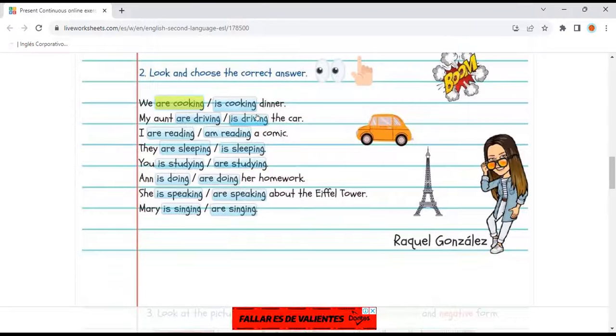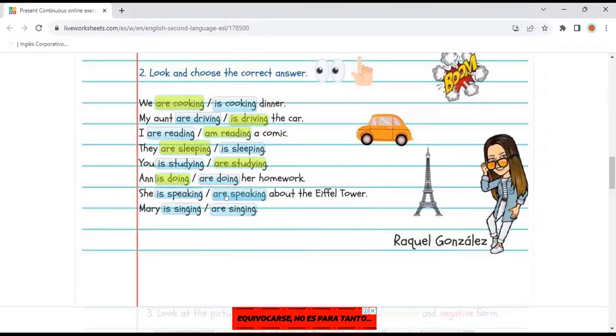I am driving the car. Is I am, mire, es acá. I am reading a comic. They are sleeping. You are studying. She is going on.